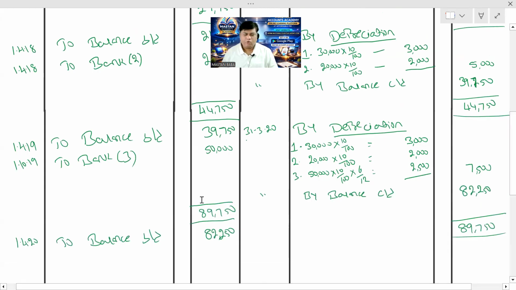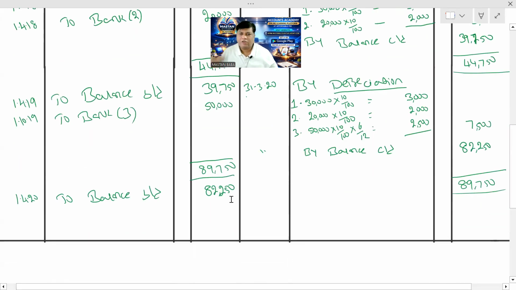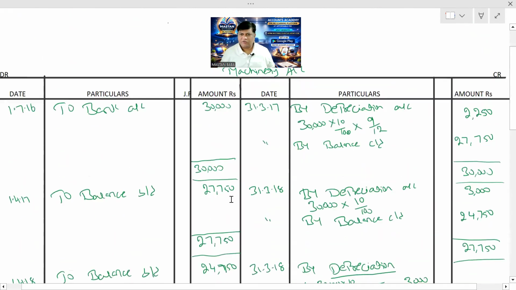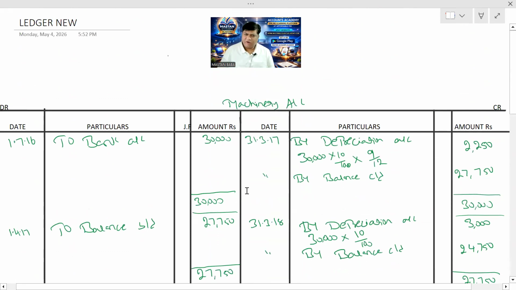And this 82,250 includes 3 machinery. First machinery 30,000, second machinery 20,000, and third machinery 50,000. Dear students, once again I want to revise it. So listen carefully, don't get confused anywhere. Very simple. We just need some concept and concentration.